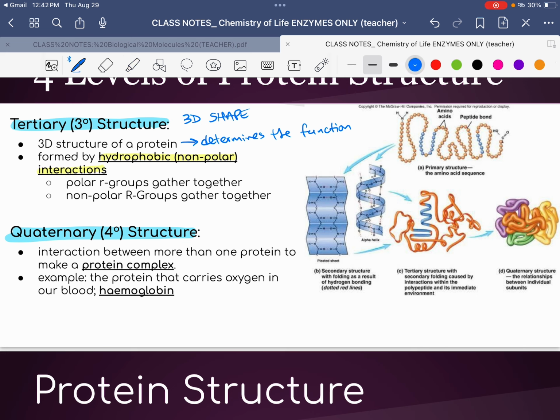So what you need to remember here is that polar R groups like to be with polar R groups, and non-polar likes to be with non-polar R groups. Actually, no, let's write it all out for you. Let's make sure we write it all out. Non-polar with non-polar. Okay?